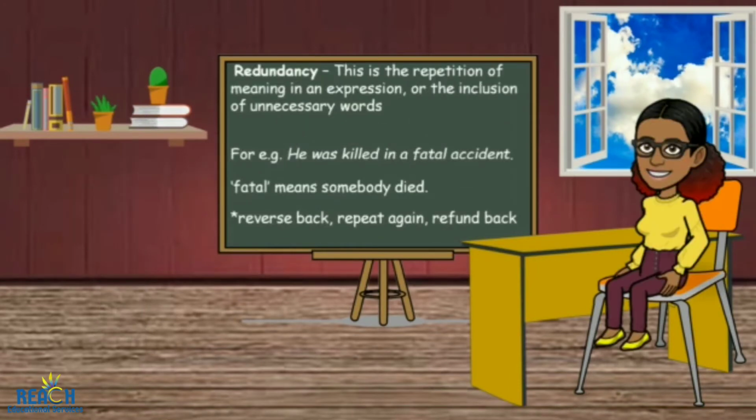Number 1, redundancy. Redundancy is the repetition of meaning in an expression or the inclusion of unnecessary words, which results in a sentence being too wordy. For example, he was killed in a fatal accident. The word fatal suggests that someone has died. So it would be totally unnecessary to have killed and fatal in the same sentence. Some other examples of redundancy are reverse back, repeat again, refund back, and there are many others.